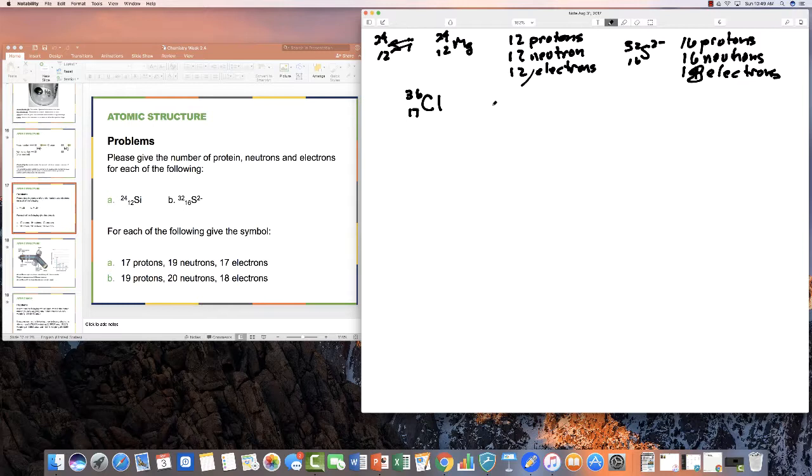The second question says 19 protons. Again, if you look under the periodic table, you find that the symbol with an atomic number of 19 is potassium, which is K. And its atomic number is 19. It has 20 neutrons, so 20 plus 19 is 39. And it only has 18 electrons, so there's one extra proton, so it has to have a +1 charge. So that's the symbol for that.